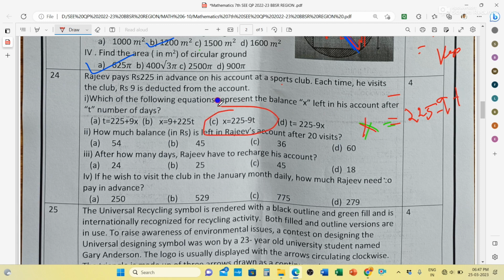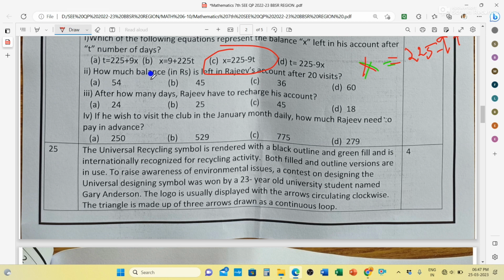This one. Okay. Next, how much balance in rupees is left in Rajiv's account after 20 visits? So for one visit, 9 rupees is being deducted. So for 20 visits, 20 multiplied by 9 equal to 180 rupees will be deducted. So the deposited amount is 225, 225 minus 180. It will give 45. So 45 rupees will be there.